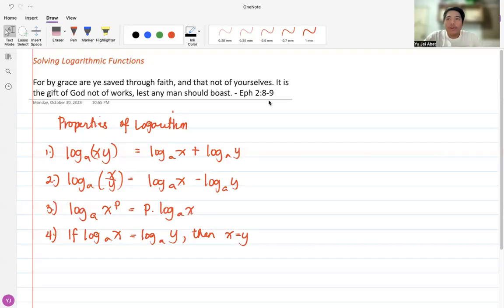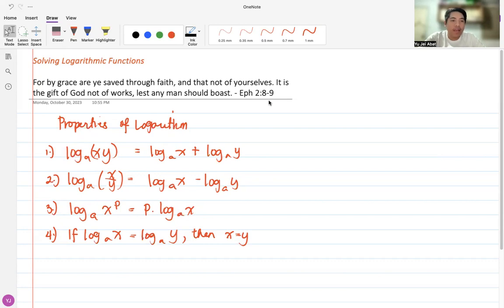Hi, so for today, we are going to talk about solving logarithmic functions. In today's video, we're going to solve some logarithmic functions. First, we are going to discuss some properties of logarithms.